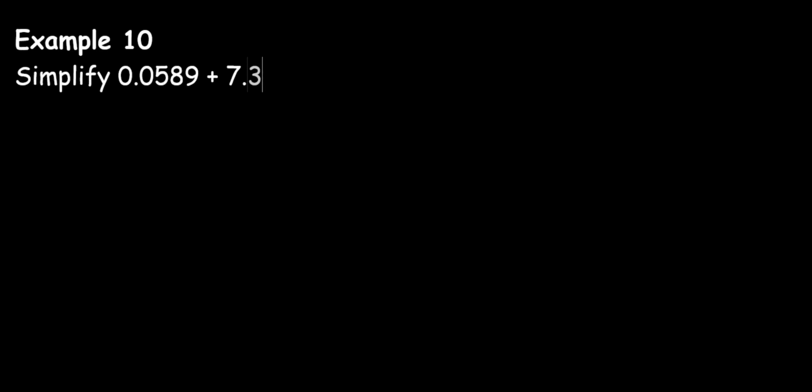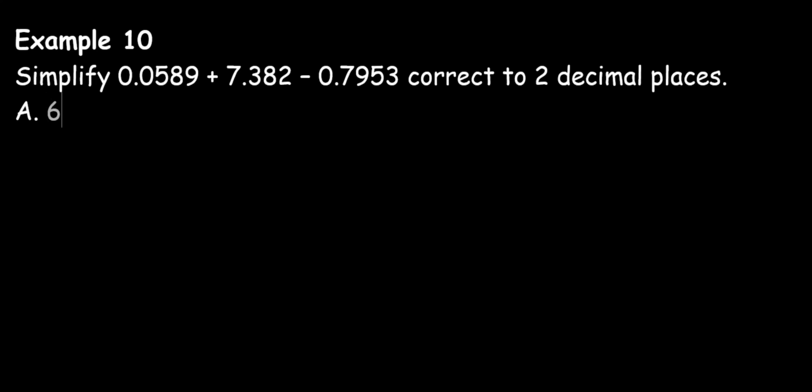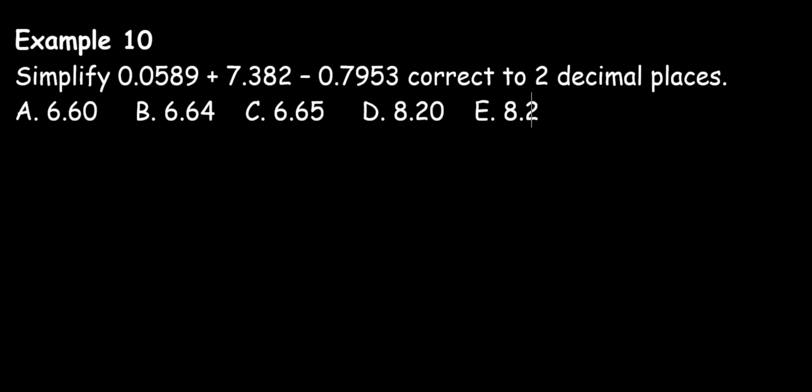Simplify 0.0589 plus 7.382 minus 0.7953. Correct to two decimal places. Our options are given: A, 6.60, B, 6.64, C, 6.65, D, 8.20, E, 8.24.